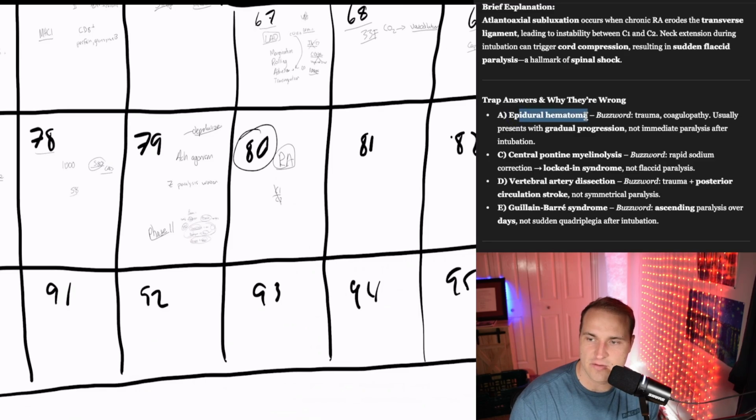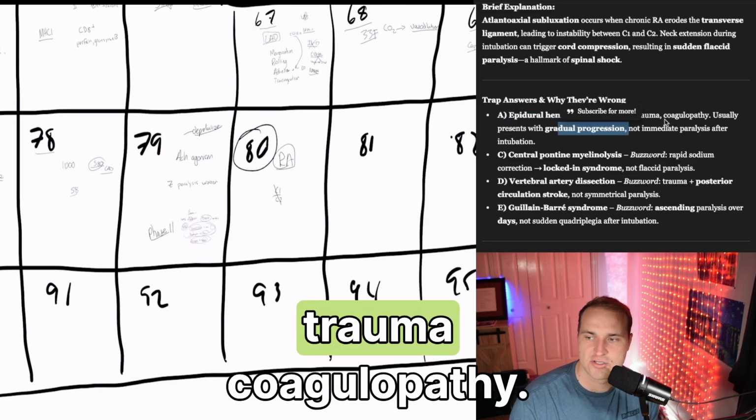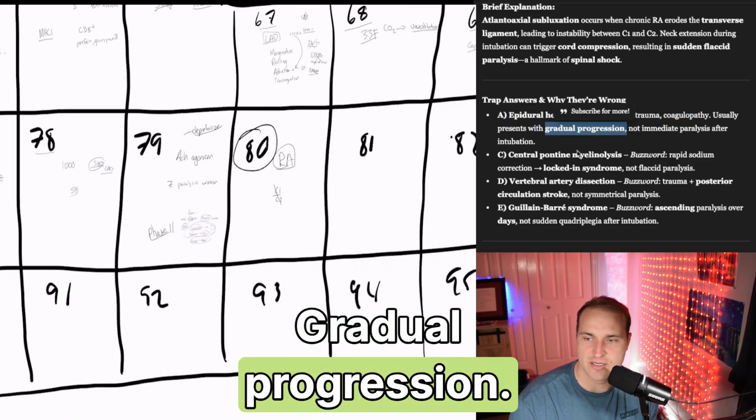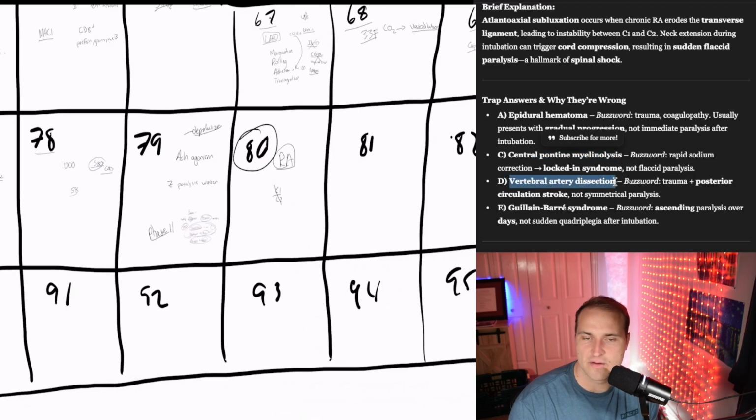Here are some trap answers and why they're wrong. Epidural hematoma, that's trauma, coagulopathy, gradual progression. Central pontine myelinolysis. Vertebral artery dissection, that's when you have trauma to the posterior circulation, causing a stroke, not symmetrical paralysis. And Guillain-Barré is ascending paralysis over days, not sudden quadriplegia, boom, after you've intubated.